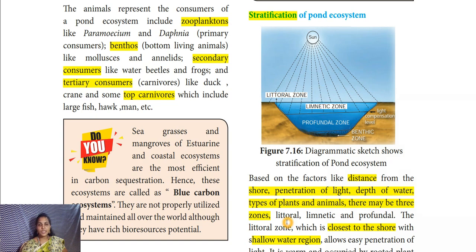So the first one is the littoral, the second is limnetic, and then profundal. What is meant by the littoral zone? The first factor is the distance from the shore. You can see this is the mud region, the shore region. The water which is very close to this shore region, we can call the littoral zone. This littoral zone is a shallow water region.